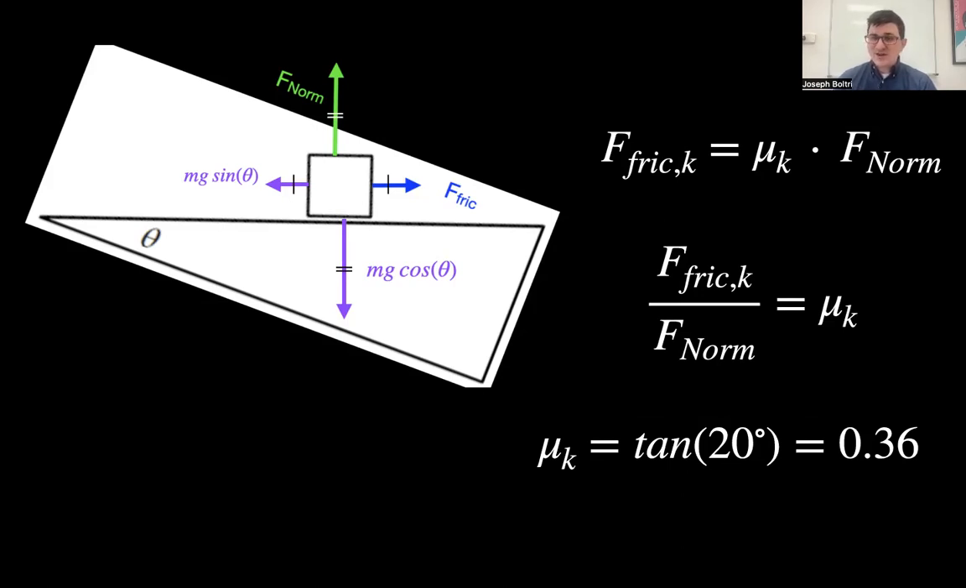Now, let's stop and check our answer just to make sure that it all makes sense. First, let's check the units. That's going to be newtons divided by newtons, so it's unitless. So that's good. And then on top of that, most coefficients of friction are some number between 0 and 1. You can get greater than 1 if you have a really, really, really sticky surface, but the fact that this number is 0.36 is right in the acceptable range for coefficients of friction.